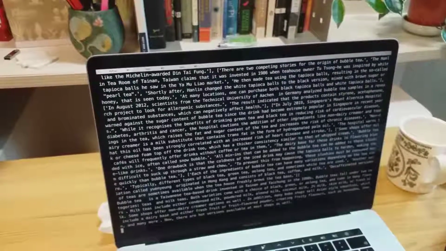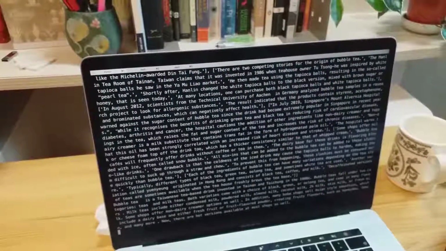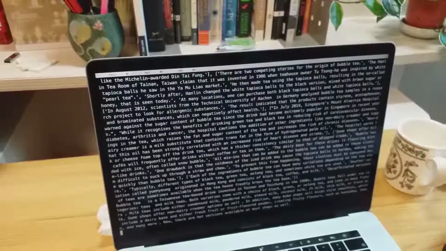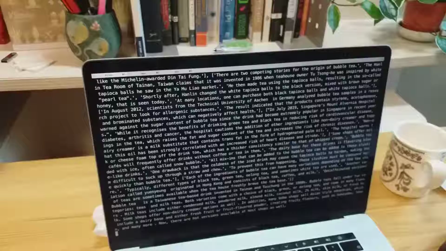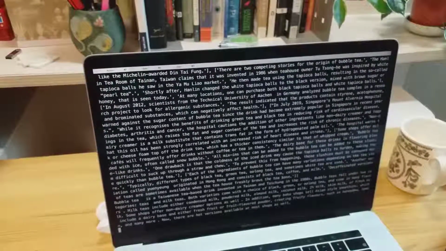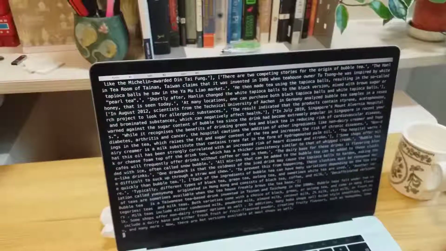In addition, many boba shops sell Asian-style smoothies, which include a dairy base in either fresh fruit or fruit-flavored powder, creating fruity flavors such as honeydew, lemon, and many more. Now, there are hot versions available at most shops as well.